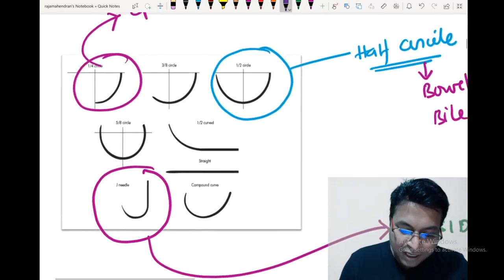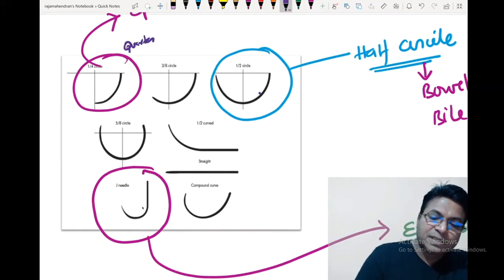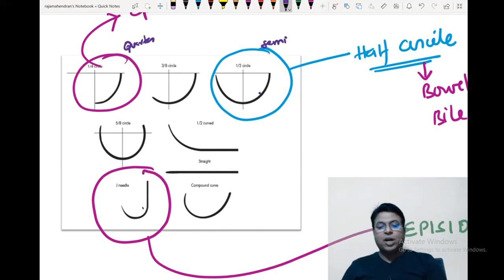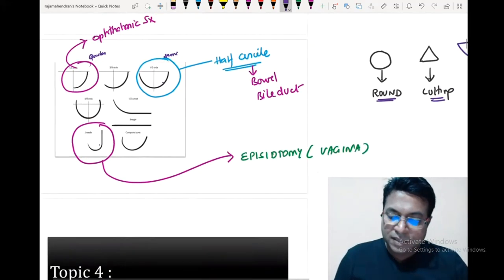So J needle, this is a quarter circle, this is semicircle. These are the three needles I want you to remember. Other things, don't worry, they may not ask you. They will ask you only these three needles. J needle for episiotomy, and for ophthalmic surgeries they use quarter circle.